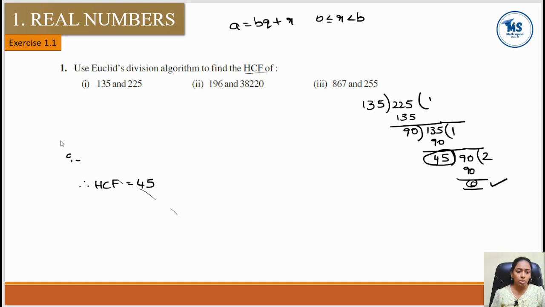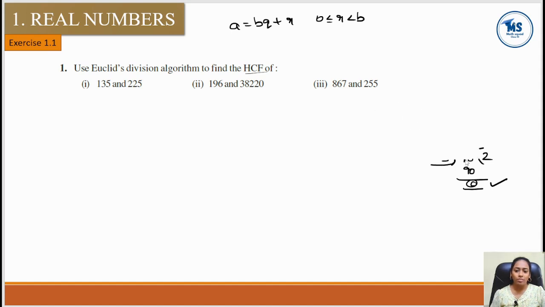So the second question is 196 and 38220. It looks like a big problem, but yeah, let's solve this. The first step is to apply Euclid's lemma to 196 and 38220.